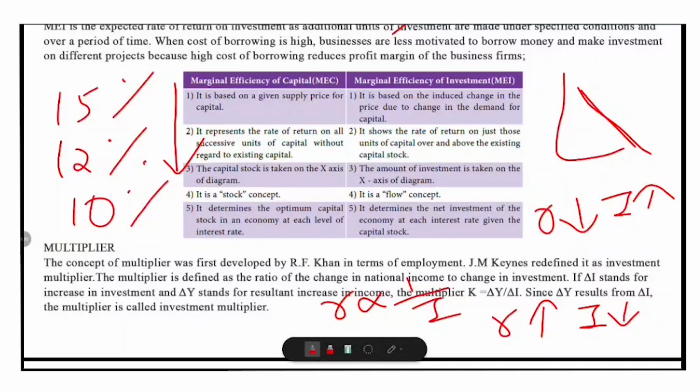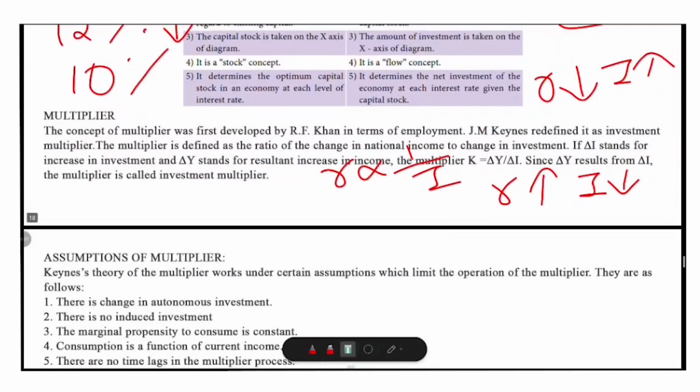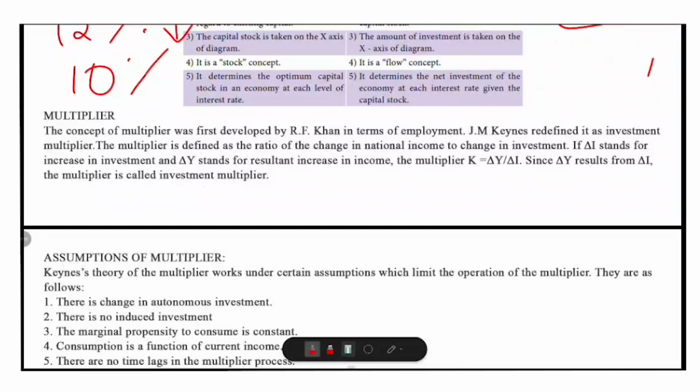So the key idea is that businesses will continue to invest until the marginal efficiency of investment is equal to the rate of interest. That's the point where expected profit equals the cost of borrowing. Now let's look at the differences between MAC and MEI. Do you know what the differences are between marginal efficiency of capital and marginal efficiency of investment?